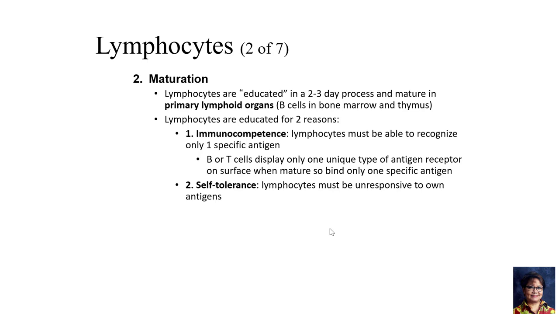First reason is they need to gain immunocompetence. Lymphocytes must be able to recognize only one specific antigen. All right? Only one specific antigen. Therefore, if you have 100,000 different antigens that our body has probably encountered in our entire lifetime, you will need to have those 100,000 lymphocytes around because they recognize only one specific antigen. B or T cells display only one unique type of antigen receptor on the surface when they mature, so they can only bind to one specific antigen.